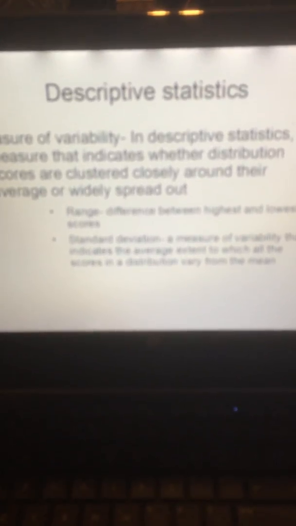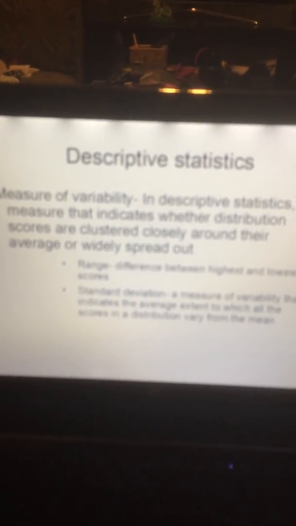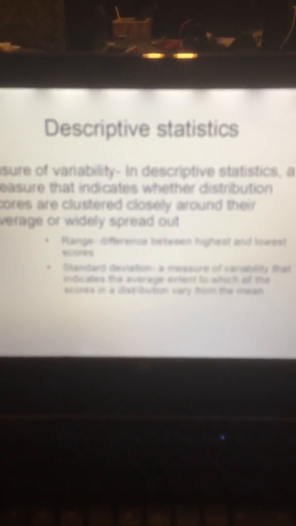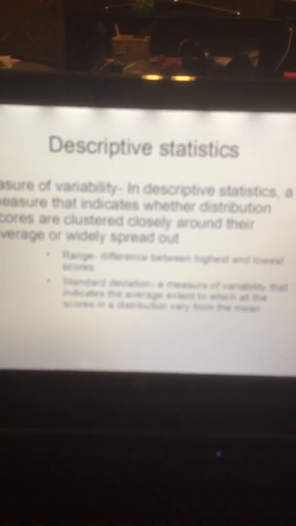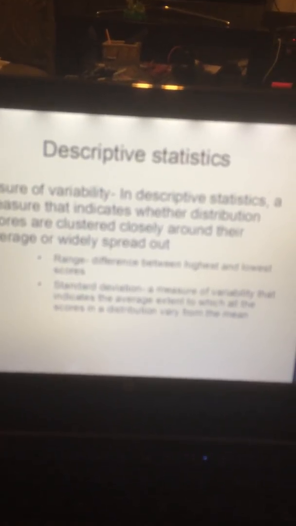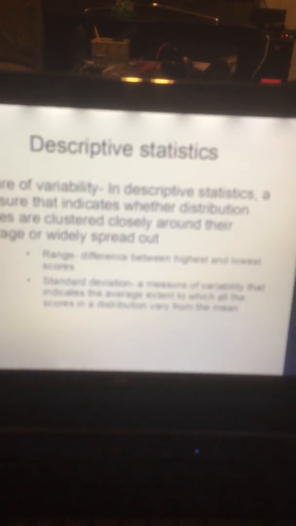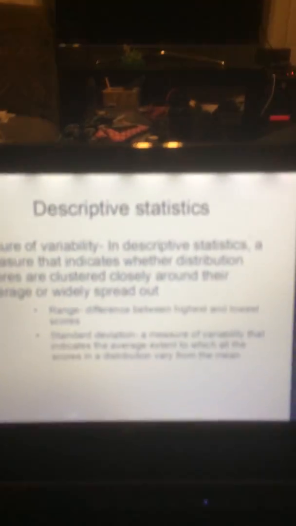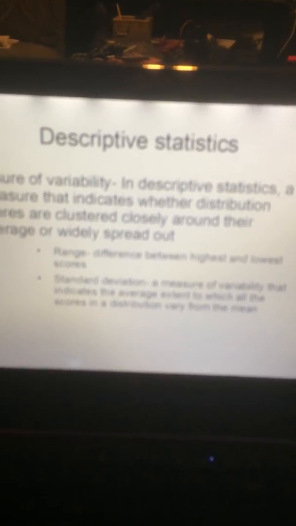Let's talk about measures of variability, y'all. There's range and standard deviation. This talks about whether or not distribution scores are clustered closely around the average or widely spread out. Now, if I want to grade you on a bell curve, let's say I have a very small range. Let's say I have an 85 to 95 range in percentile in tests. Well, I won't really need to grade on a curve then, now would I? Because I have a 10-point range of scores. Range is the difference between the highest and lowest scores.